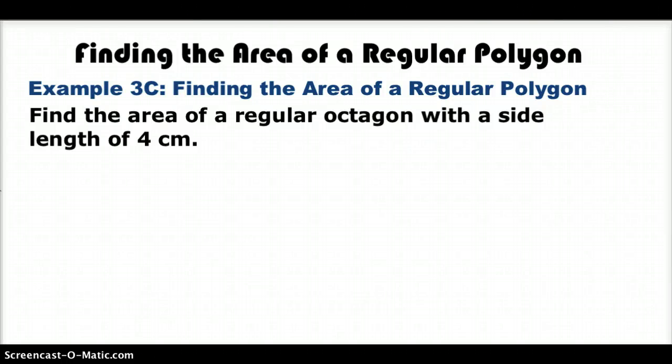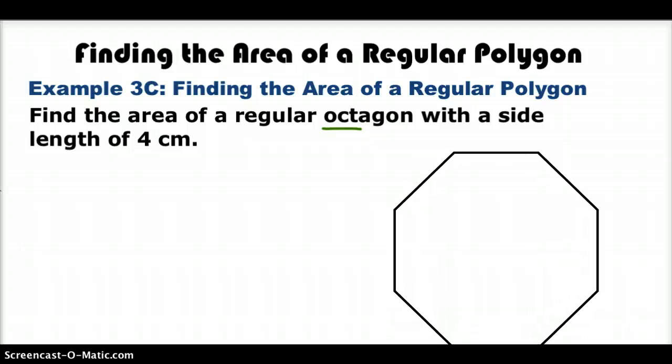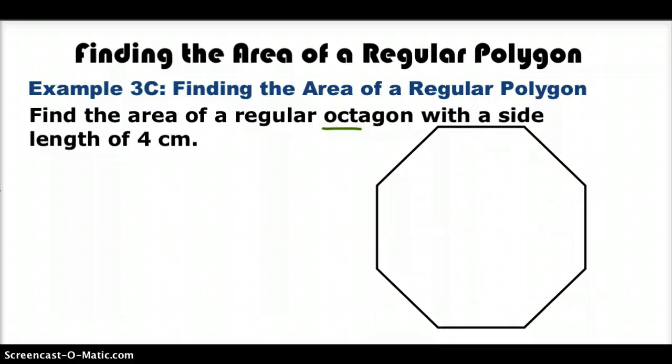All right, here's one more example of finding the area of a regular polygon. This time they're asking about a regular octagon with a side length of 4 centimeters. Okay, so octagon is 8, right? So I'm going to go ahead and quickly draw an 8-sided polygon here, regular polygon. Okay, that should do. Just drag this up just a little bit here.